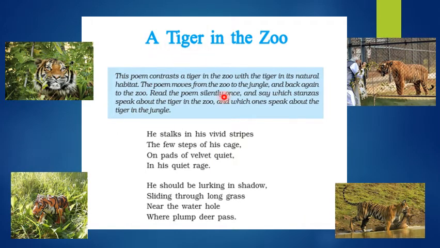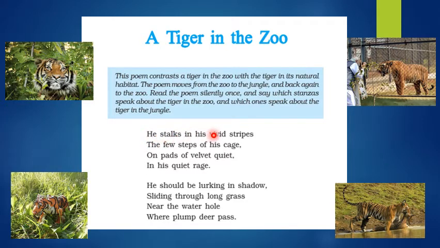In this poem, the poet describes and compares the tiger in the zoo with the tiger in its natural habitat. And here in some stanzas he speaks about the tiger in the zoo. In some stanzas he speaks about the tiger in its natural habitat. Now let's see the line by line explanation of this first stanza.